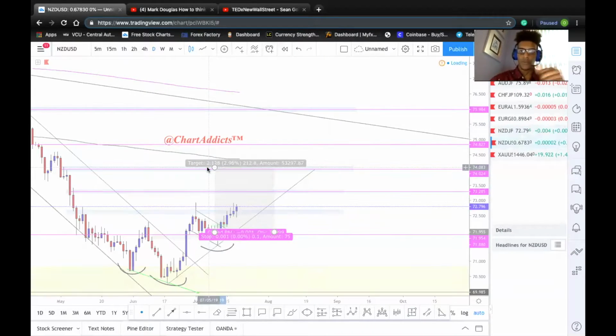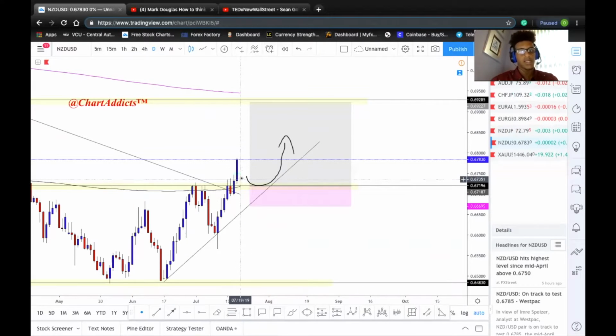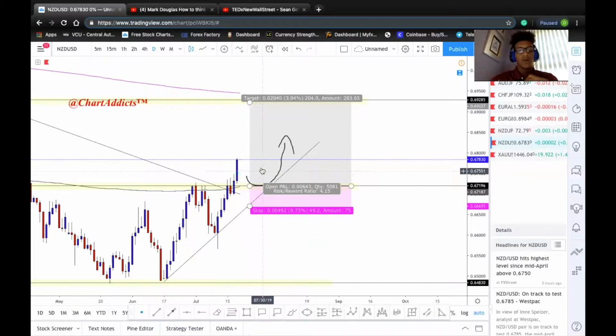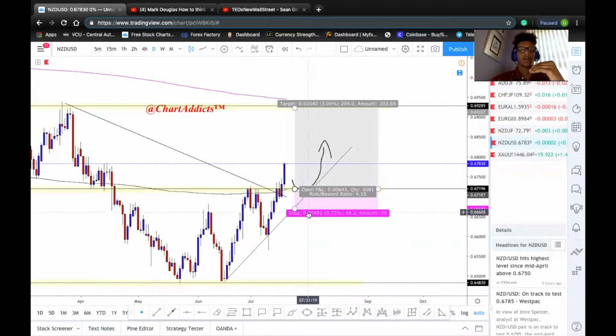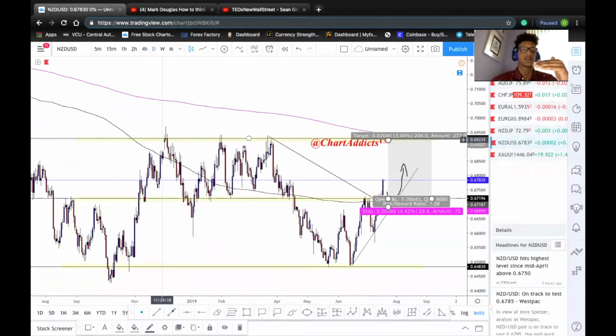NZD USD, potential 200 pips. I would like to get another retest of these highs for us to continue this movement. Again, we do have some well-respected zones at this region. So again, just break, retest, continuation.